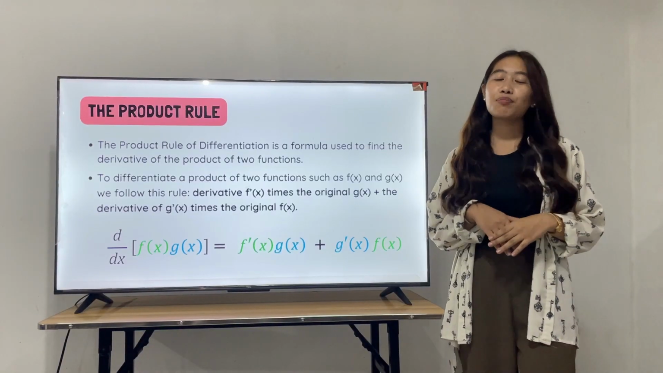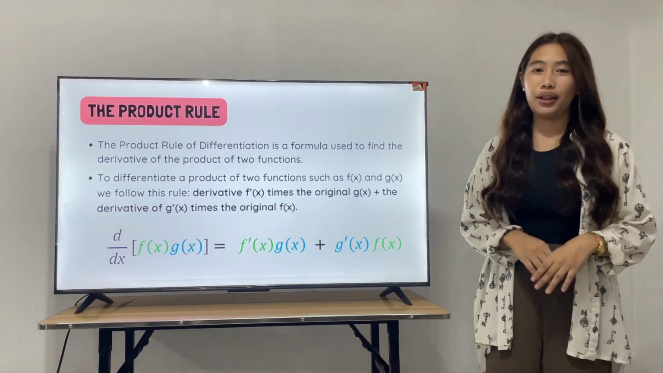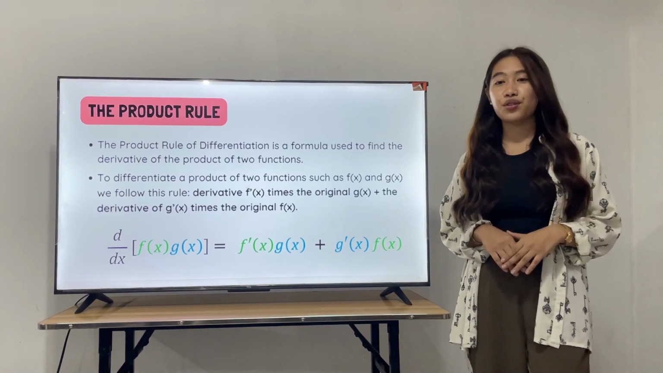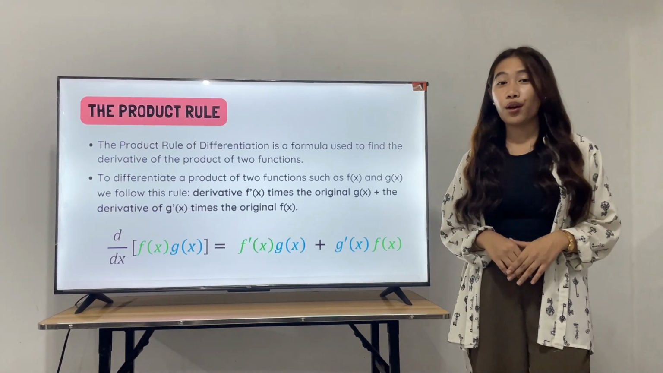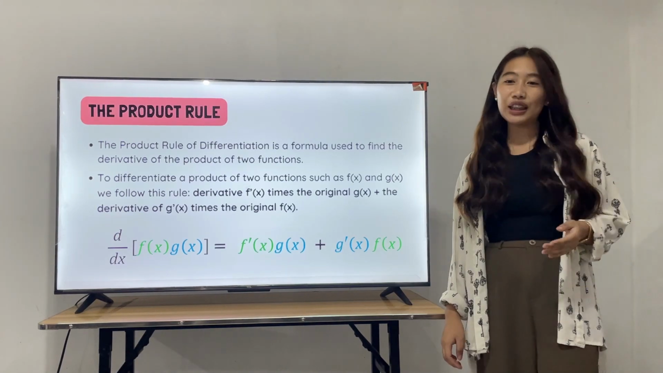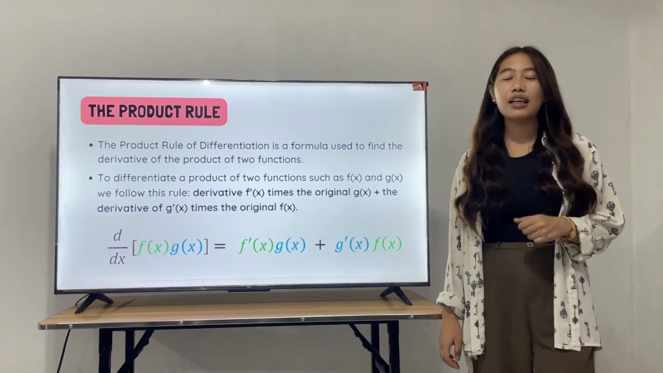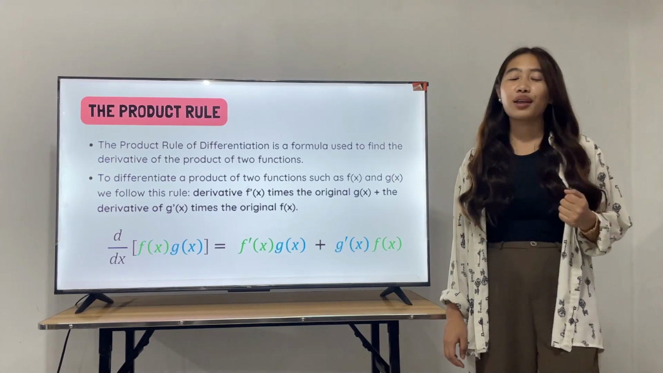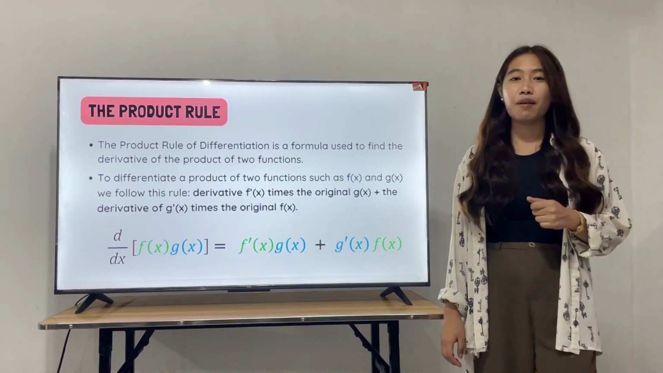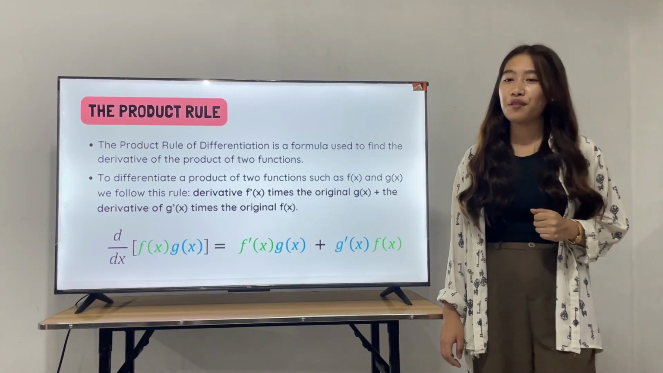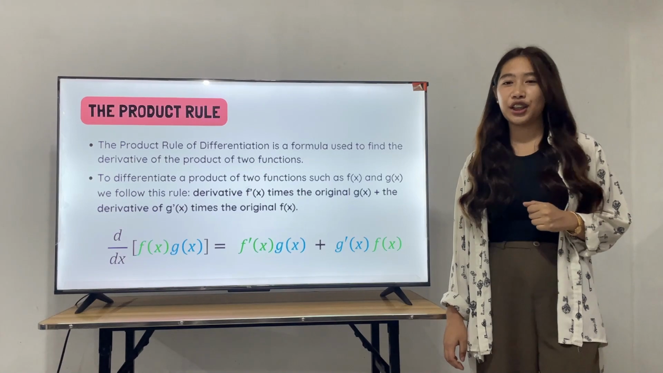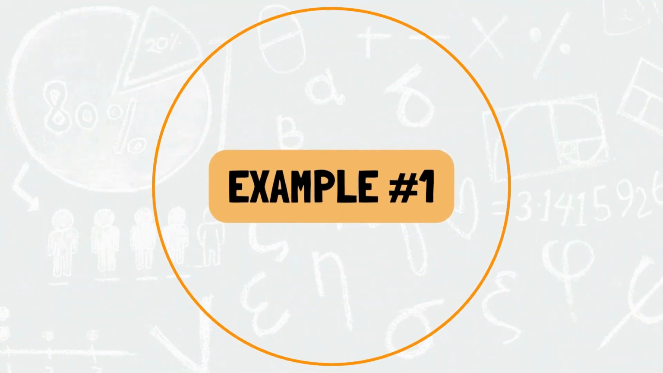So now, let us move on and start with the product rule. The product rule of differentiation is a formula used to find the derivative of the product of two functions. To differentiate a product of two functions, such as f of x and g of x, we follow this rule: the derivative f prime of x times the original g of x, plus the derivative g prime of x times the original f of x.